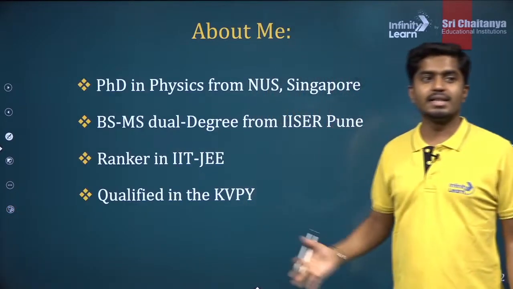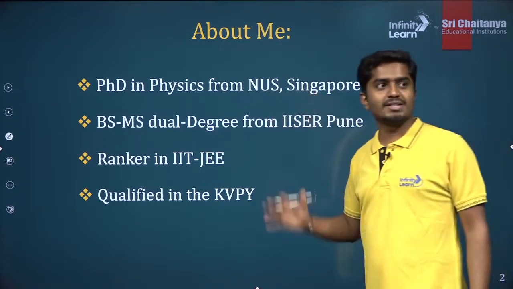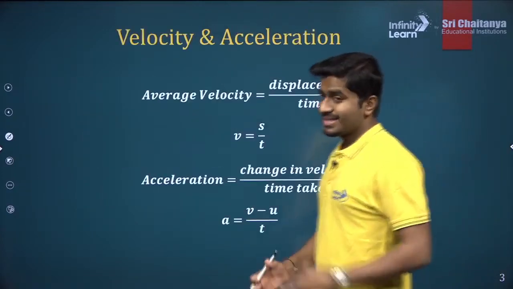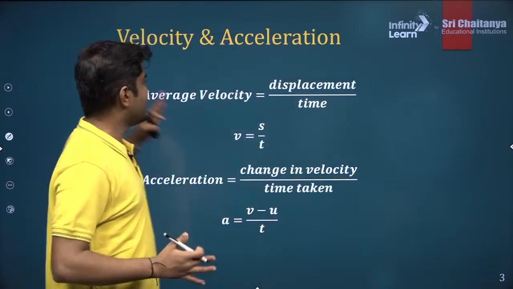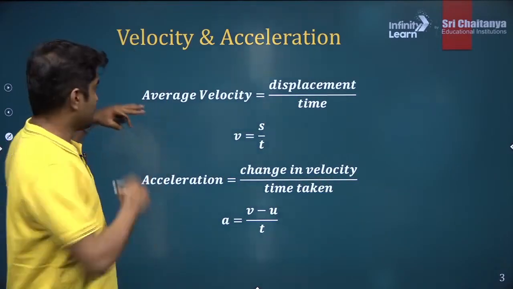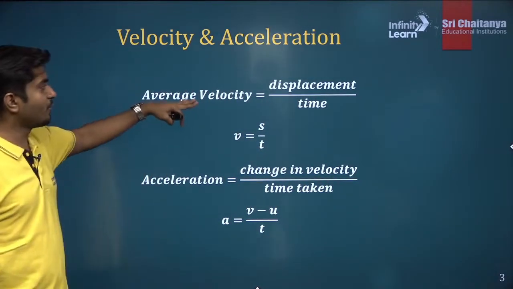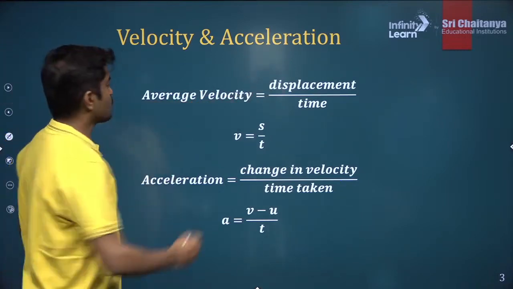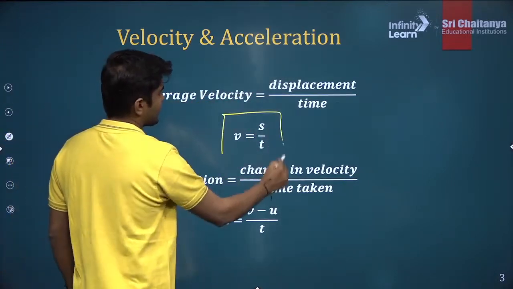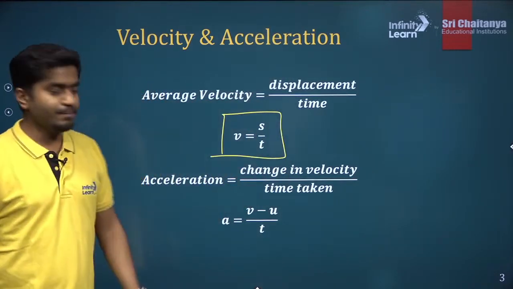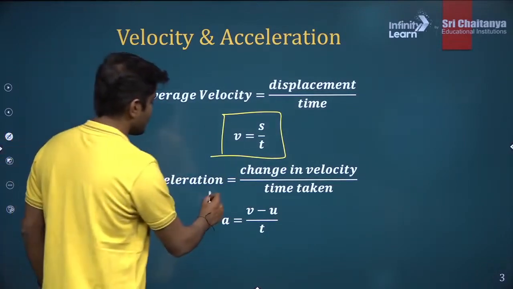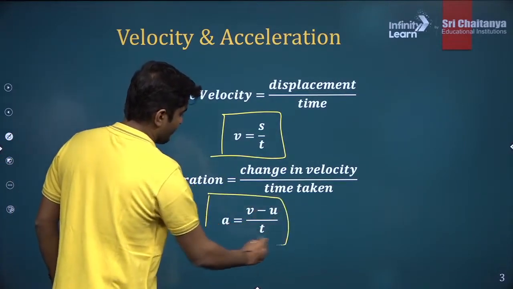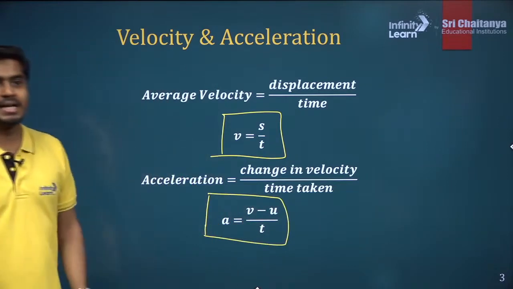If anyone here is new and seeing me for the first time, let's quickly revise what we did in earlier classes. There is a formula for average velocity. So what is average velocity? It is the displacement divided by time. And what is acceleration? It is change in the velocity divided by time.